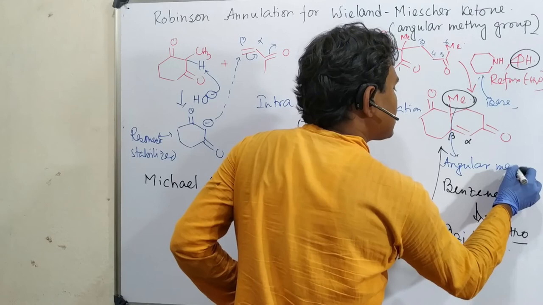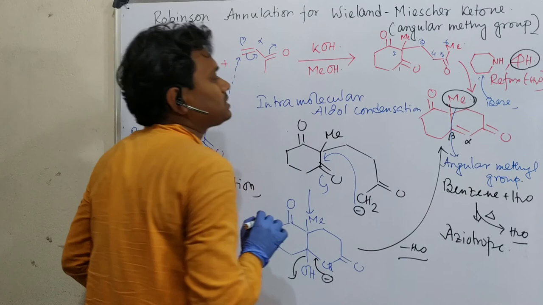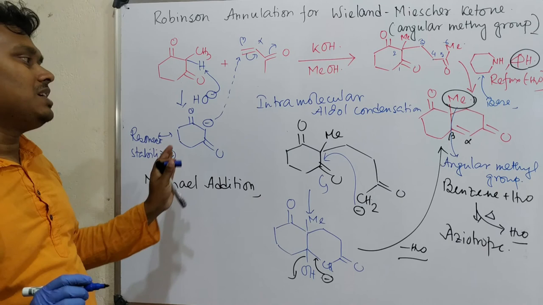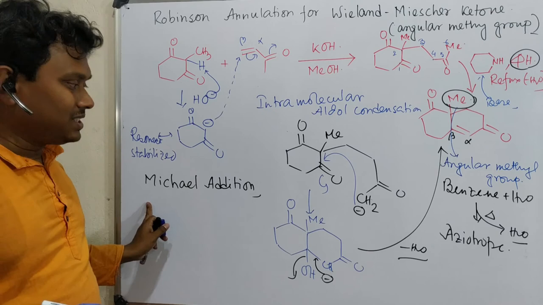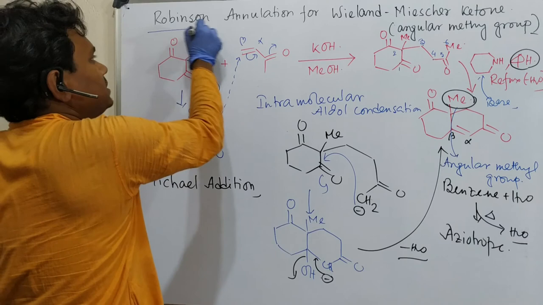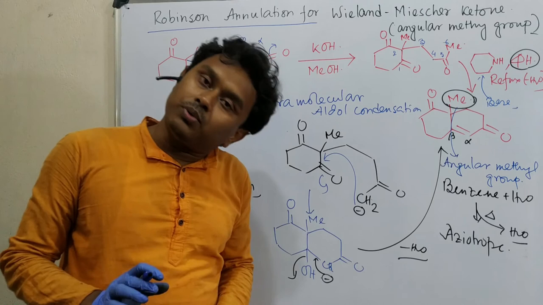So this is our today's discussion, and this is the end of it. We have learned how to prepare this Wieland-Miescher ketone, which is a very important synthon, using first Michael addition, second intramolecular aldol condensation, and this overall thing is called the Robinson annulation reaction. With mechanism we have learned the complete process with justification.